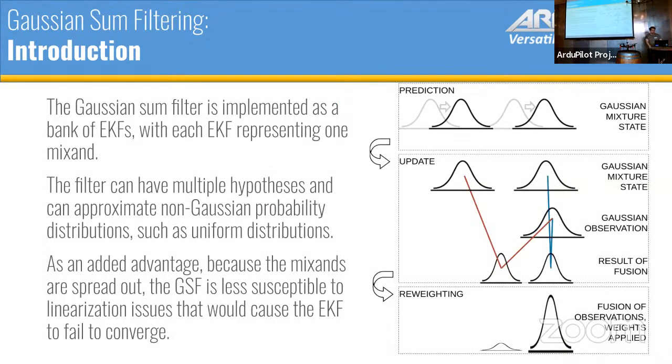All right, so the Gaussian sum filter is literally just a bunch of EKFs. And each EKF represents one mixand, and the filter can have multiple hypotheses and can approximate non-Gaussian probability distributions. I'm repeating myself now.